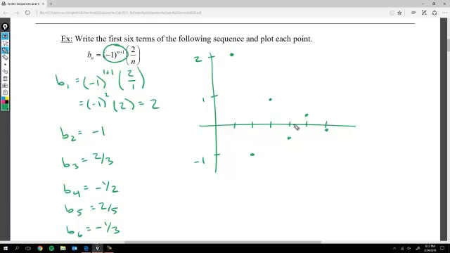Kind of like in my first example, the numbers are trending towards the x-axis. The distance between the point and the x-axis is getting smaller and smaller, but because it alternated sign, it ended up zigzagging across the x-axis in this one. Okay, let's move on.